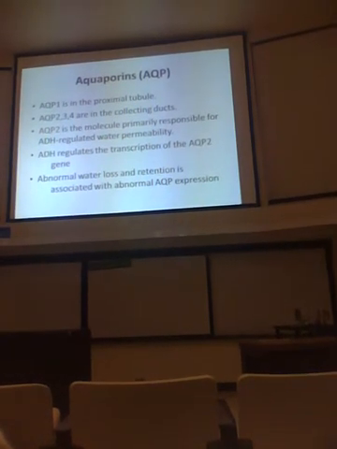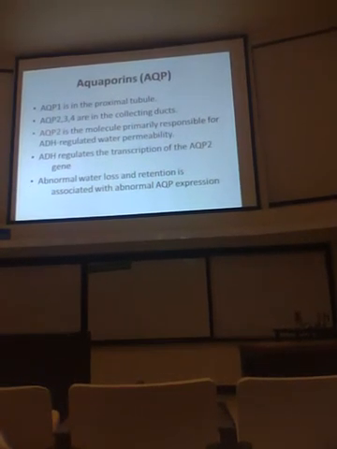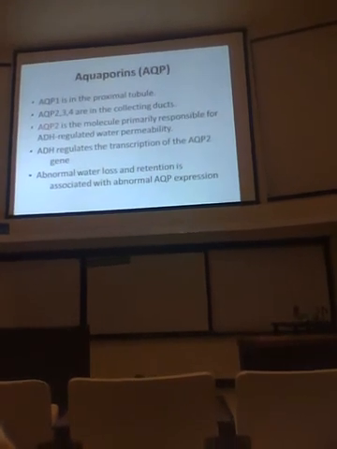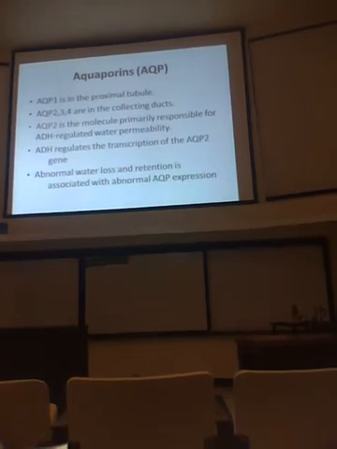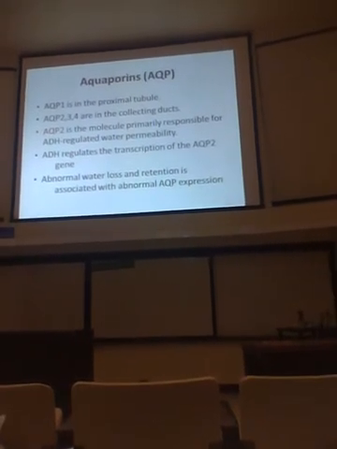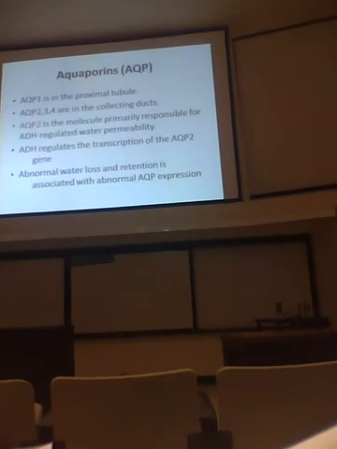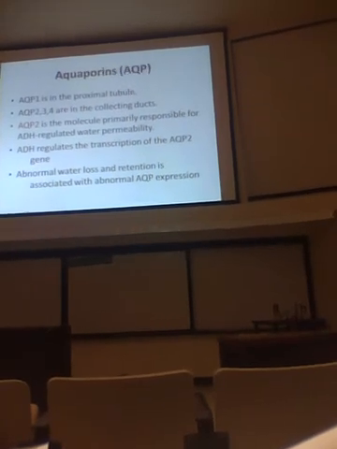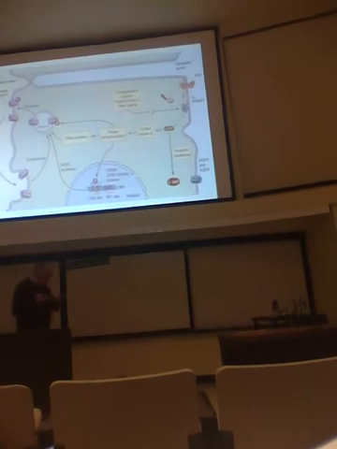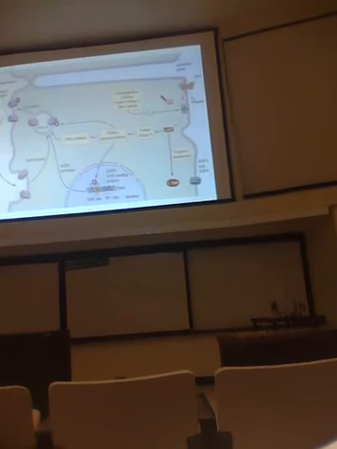So abnormal water loss and retention can be associated with abnormal AQP expression. In other words, there can be genetic diseases in which you don't produce the AQP2 properly. And that's one cause of diabetes insipidus. There are other causes of diabetes insipidus. For example, if you don't have the receptor for ADH, then you can't do this, and so you have loads of water. But you'll talk about that later in endocrinology. So that's the story of ADH and its effect on aquaporins and how the water reabsorption responds to dehydration.